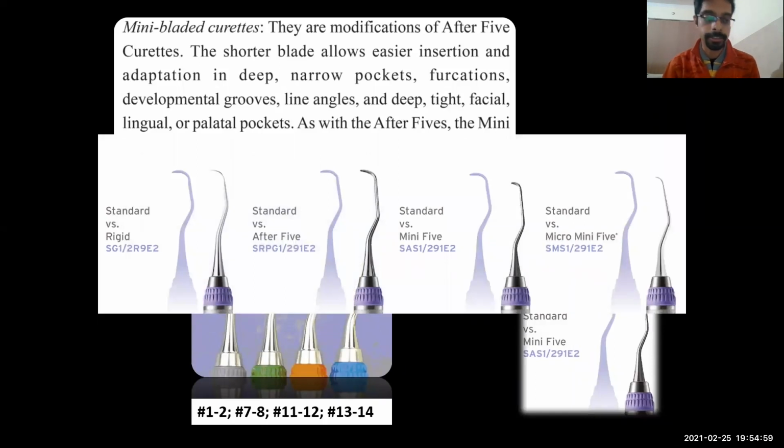These are certain differences. This is the standard versus After Five. What is the difference between standard and After Five? After Five has a longer shank. Then this is Mini Five, with a very small blade. And then this is Micro Mini Five. Again, there is an extremely small blade, so that it can go very easily inside very narrow but deep pockets.